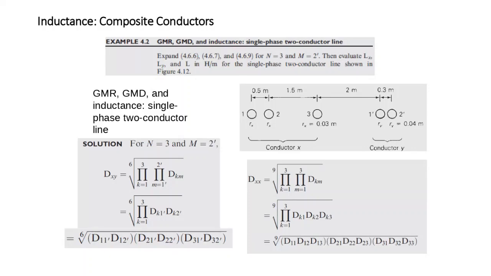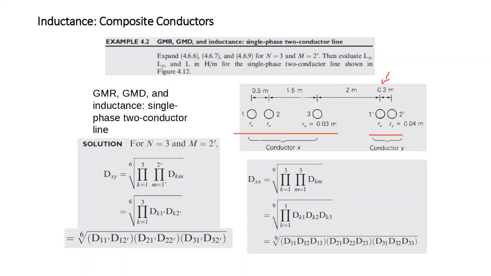Okay, so now we understood how to calculate the inductance between conductors. As you can see here, we have conductor X. These are subconductors in one conductor. Okay, so all these are conductors. And we have conductor Y, which only consists of 2 conductors. And the distance is 0.3 meter between these 2.